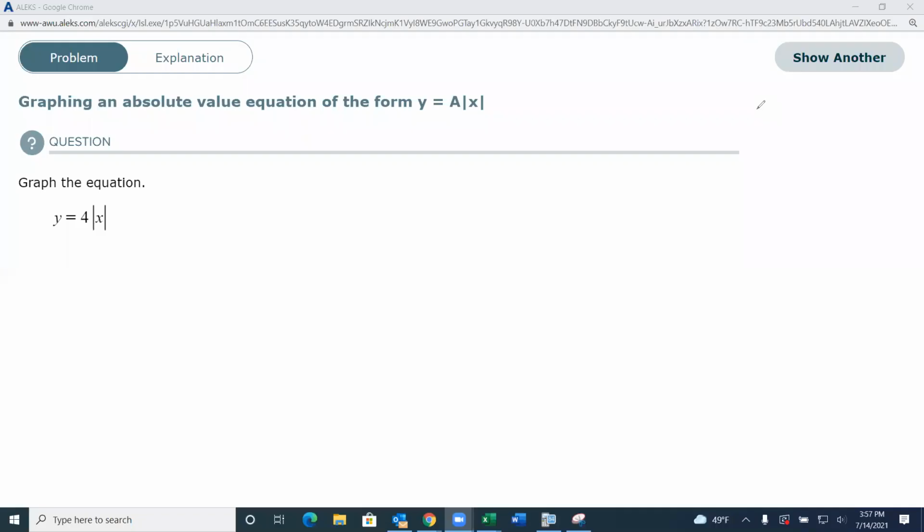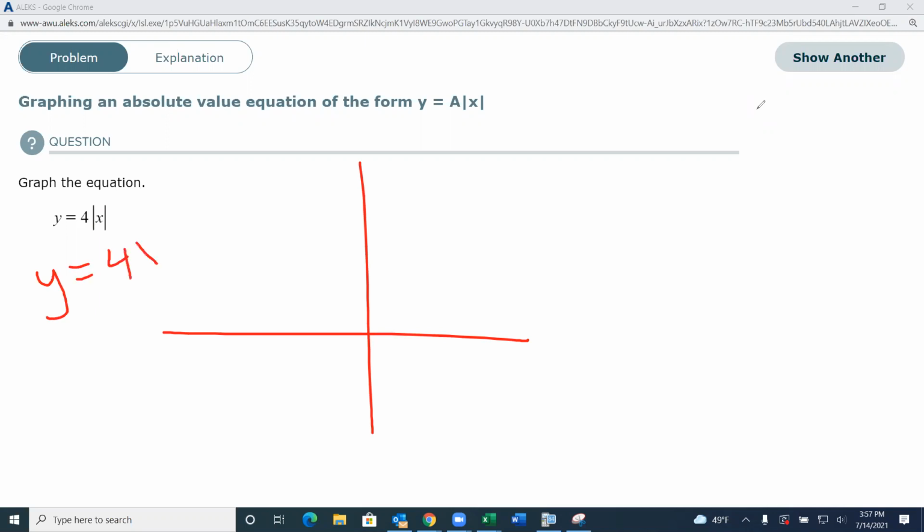All right, so on this one, we're going to graph the equation, and this time it's an absolute value of x. Normally we'd say it's y = 4x, which is the same thing as 4x + 0. So we'd have a y-intercept of 0 and a slope of 4/1. So up 4/1. We put a point there, and then we would draw that line right there.